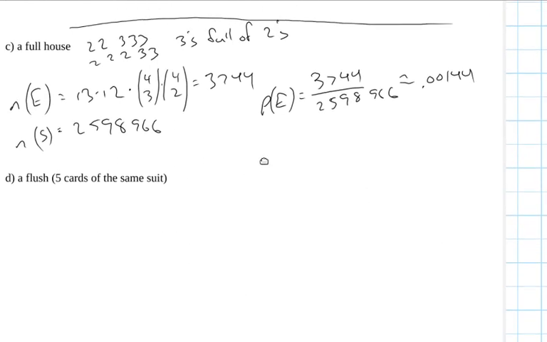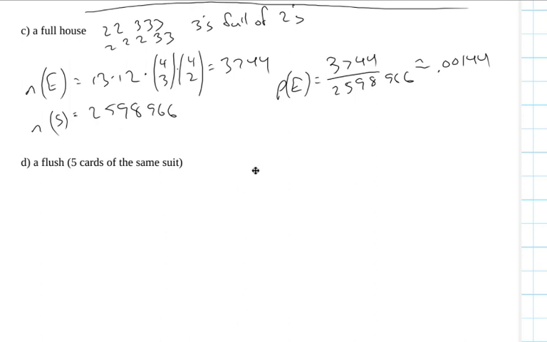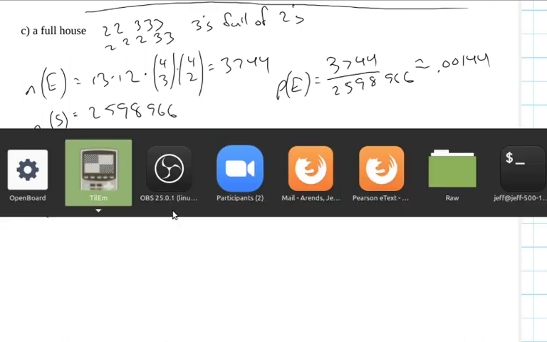Alright, the last question with a deck of cards here is the probability of getting a flush. A flush is what we call getting 5 cards all in the same suit. So n of e, the number of different ways I can get a flush: I need to choose which suit I'm dealing with, and there are 4 different suits, so I'm going to do 4. And for each of the 4 different suits, I need to draw 5 cards from that suit. There are 13 cards in the suit, and I'm drawing 5. So this would be 4 times 13 choose 5.